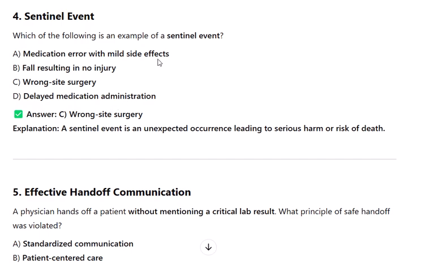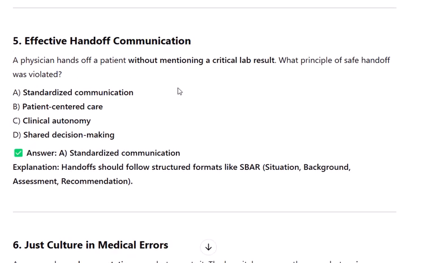5. Effective handoff communication. A physician hands off a patient without mentioning a critical lab result. What principle of safe handoff was violated? A. Standardized communication. B. Patient-centered care. C. Clinical autonomy. D. Shared decision-making. Answer: A. Standardized communication. Explanation: handoffs should follow structured formats like SBAR, Situation, Background, Assessment, Recommendation.